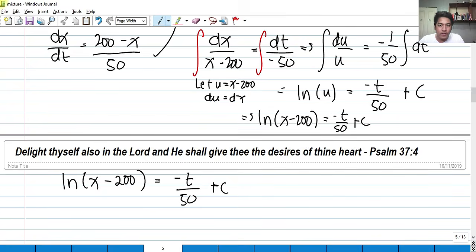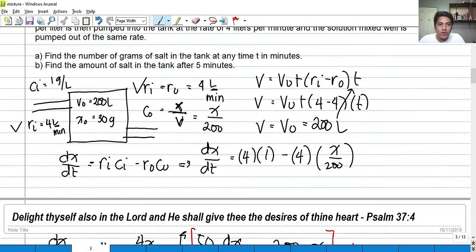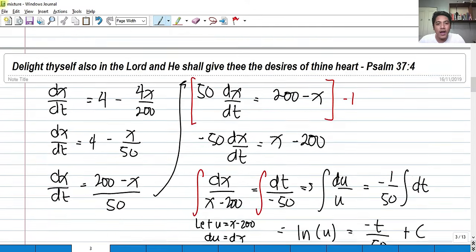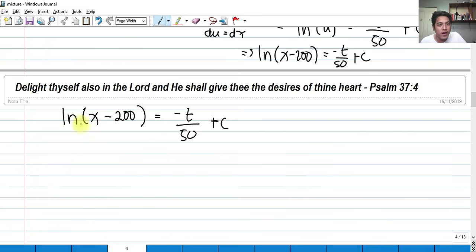So what do we need to find? Let's go back to the problem. The problem states: find the number of grams of salt in the tank at any time t in terms of minutes. So we have to find the amount of salt inside the tank at any time t. So we are actually solving here for the value of x. If you're solving for the value of x, we must isolate x. In this case, we must exponentiate both sides of the equation.